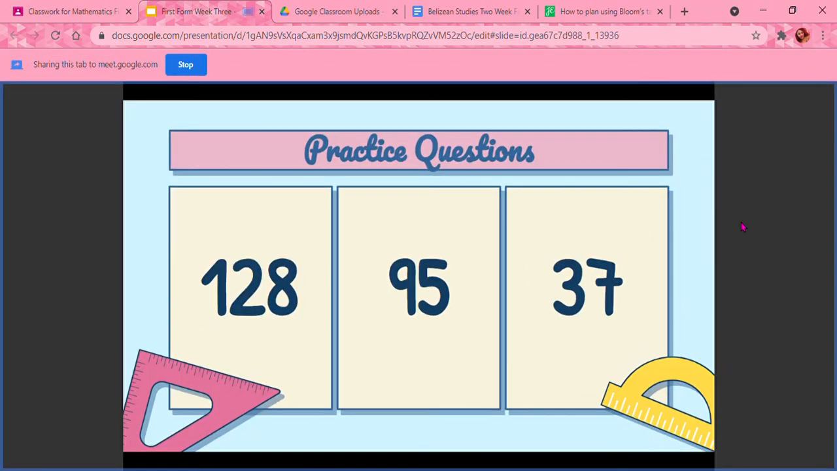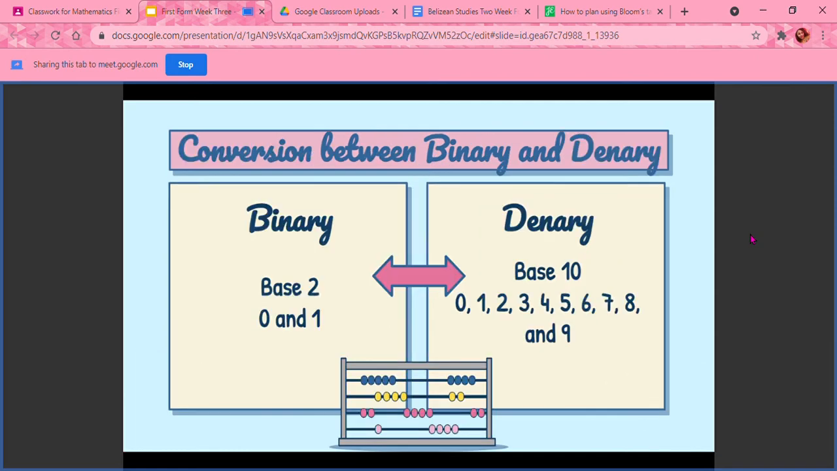Okay. So this is what we did right now. 128, 95, and 37. We changed those 3 base 10 numbers to base 2 numbers. Now we want to do the opposite. We want to change a base 2 number and make it into a base 10 number.